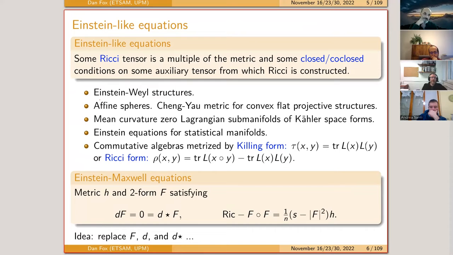But so the idea is to replace this F by tensors with other kinds of symmetries and the appropriate differential and co-differential.